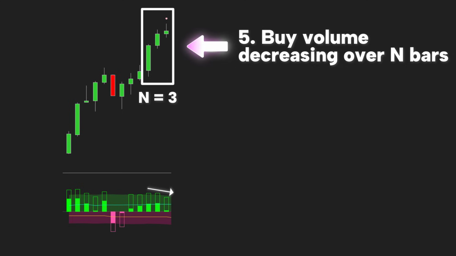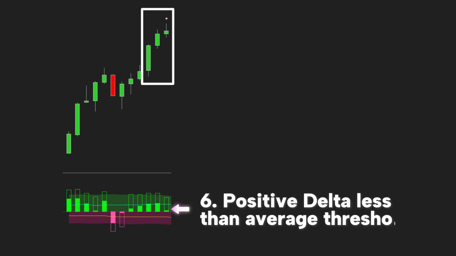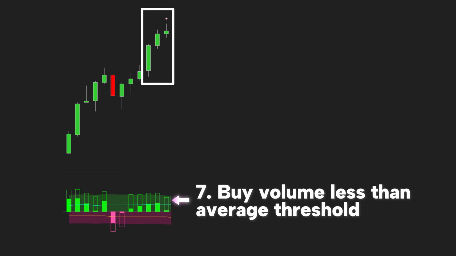By looking at the delta chart and the histogram bars, you can clearly see that buying pressure is gradually weakening. This indicates that the buy side is reducing its participation in the market. In an exhaustion candle, the positive delta must not exceed the average threshold, showing that the buy side no longer has enough strength to compete with the sell side. Finally, the buy volume must be below the average buy volume threshold, clearly showing a significant weakening in buying activity.